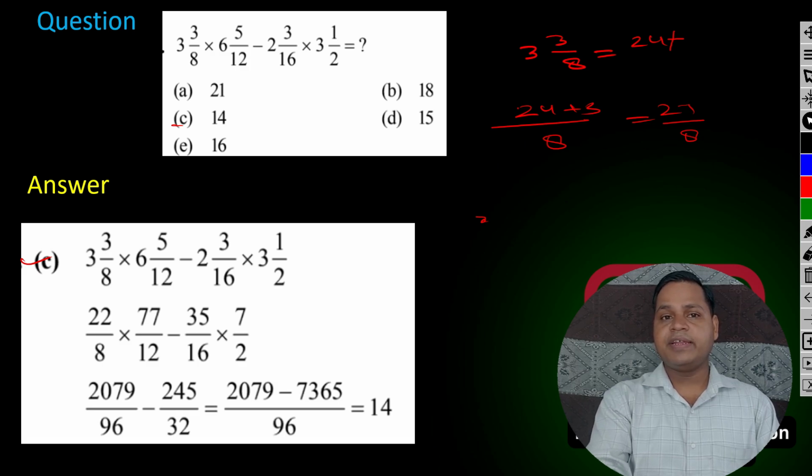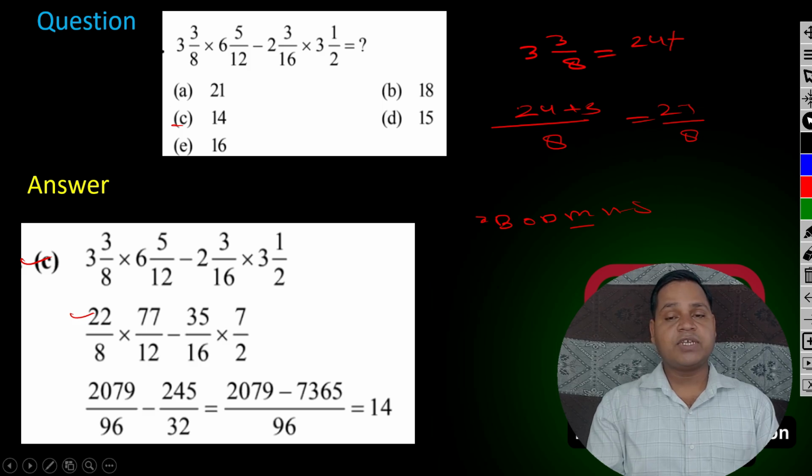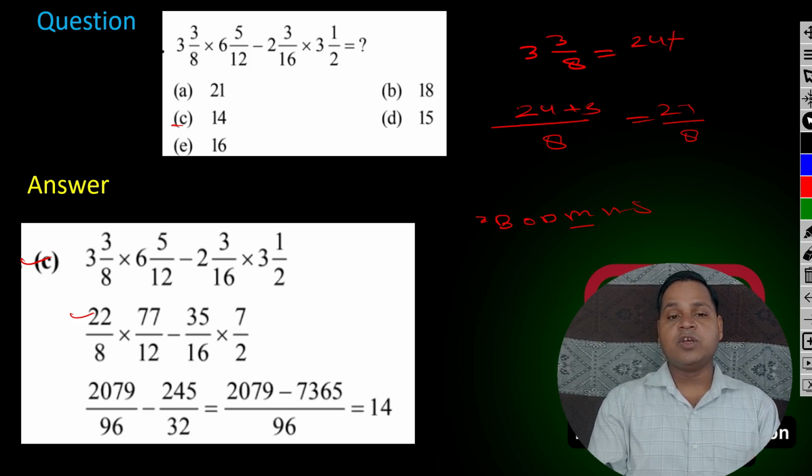You can convert all these in the same way and we get 27 by 8, 77 by 12, 35 by 6 multiplied by 7 by 2. Here we have only two types of operation, multiplication and subtraction. According to the BODMAS rule, multiplication comes first and after that subtraction. So we multiply this part and after that we subtract.